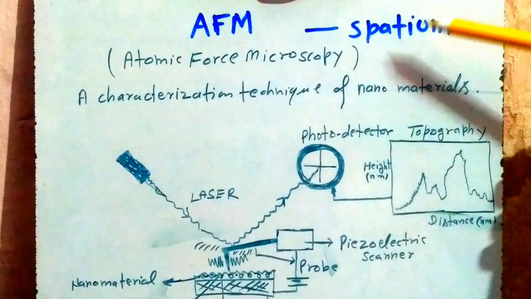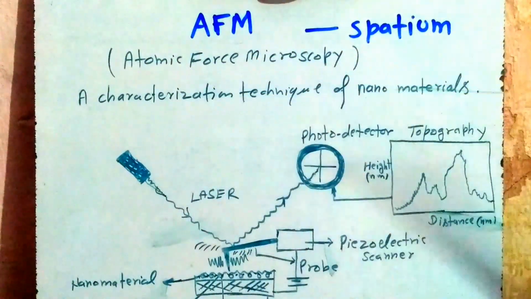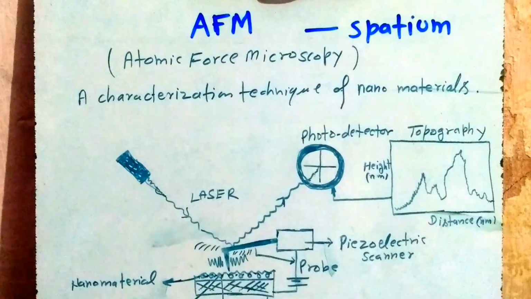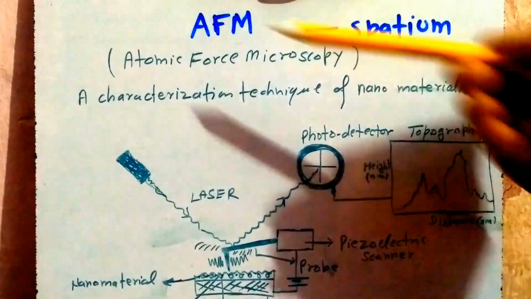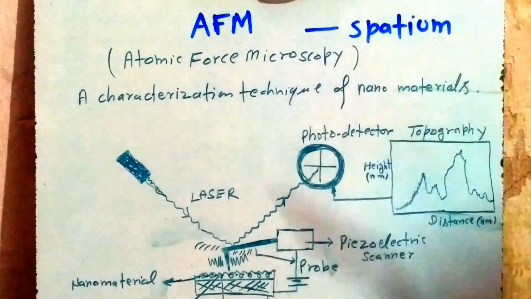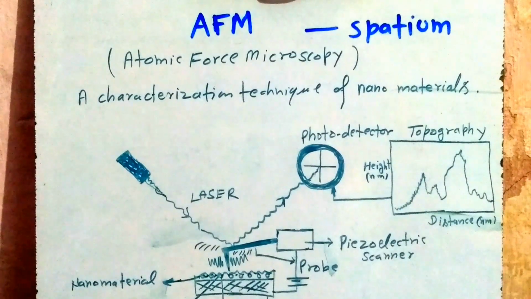AFM, from the spatium, Atomic Force Microscopy. This is a technique to characterize nanomaterials, and there are many techniques to characterize nanomaterials like XRD, transmission electron microscopy, and scanning electron microscopy. So one of them is atomic force microscopy. This is one of the best techniques to characterize nanomaterials.